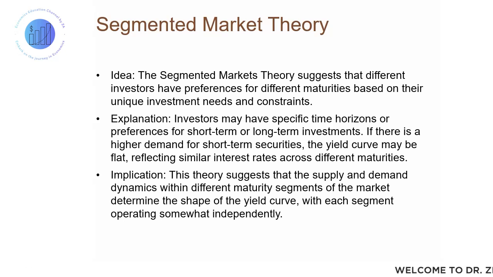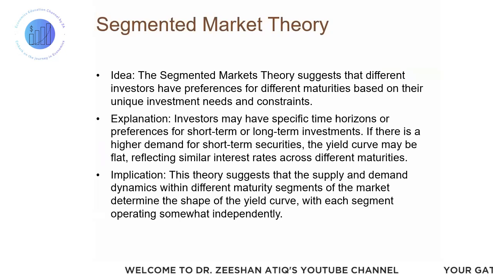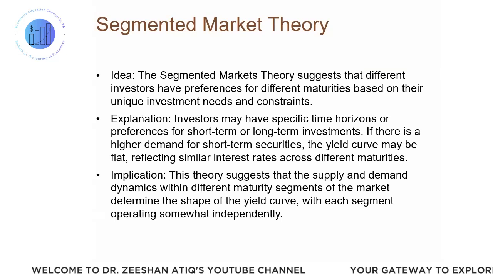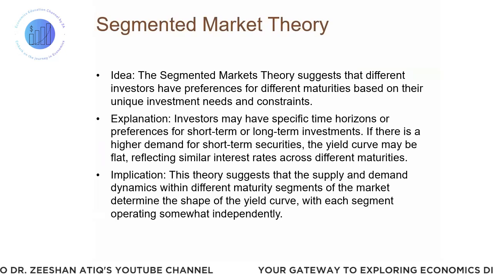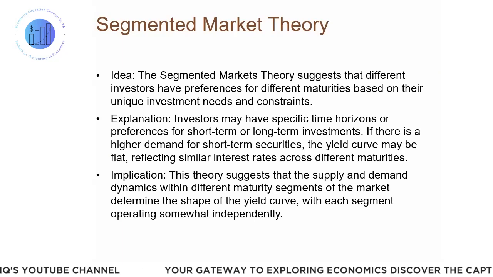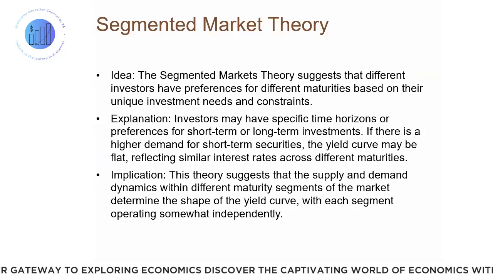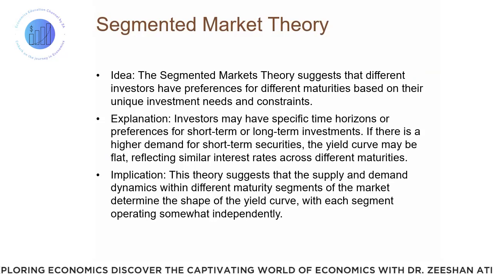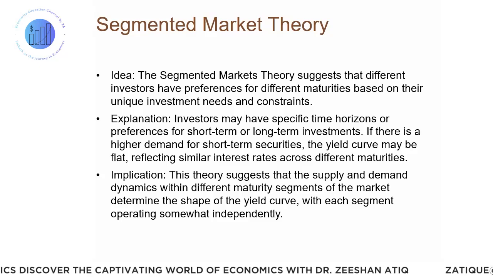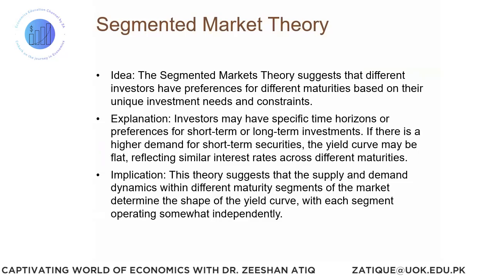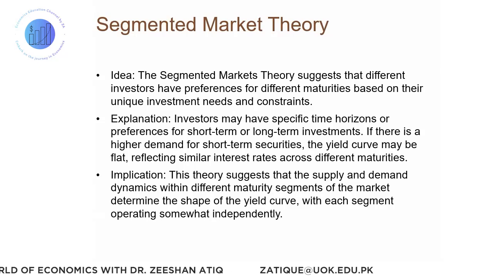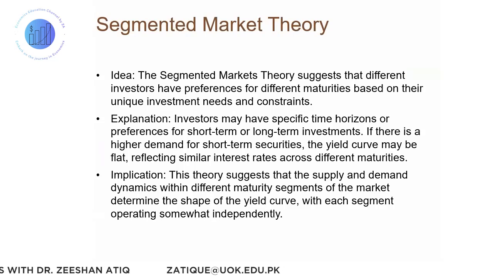So what is the explanation of it? Investors may have specific time horizons, with preferences for short-term or long-term investments. If there is a higher demand for short-term securities, the yield curve may be flat, reflecting similar interest rates across different maturities. So if people are demanding short-term securities highly, the yield curve may be flat in the longer run, because the people may be expecting the same return in the future as well.